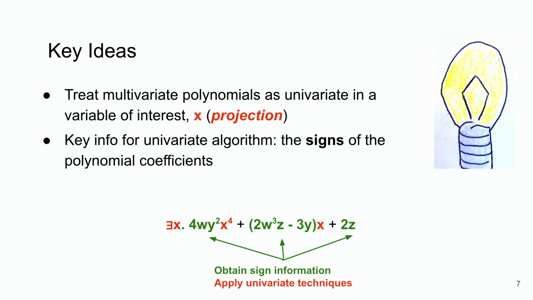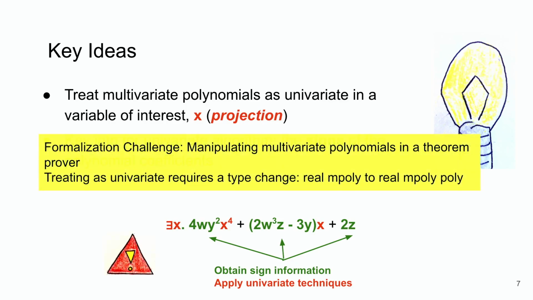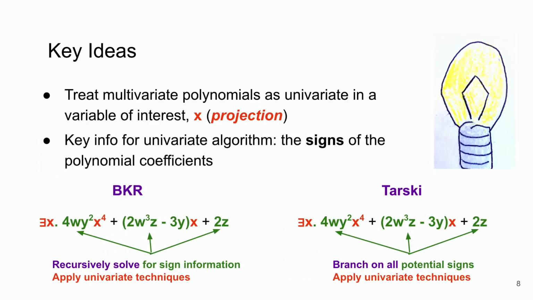In case this is sounding a little simple, I do want to point out that using multivariate polynomials in a very logical setting is not actually simple. Even just treating a multivariate polynomial as univariate requires a type change. In Isabelle, we go from the type of real multivariate polynomials to the type of univariate polynomials with coefficients that are real multivariate polynomials. So even simple things become a little more complicated. That aside, what we really need to know is how to do sign determination on these coefficients.